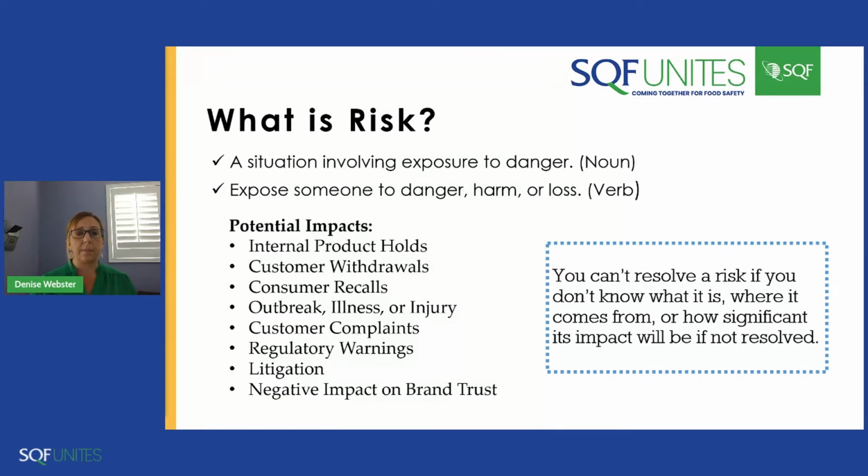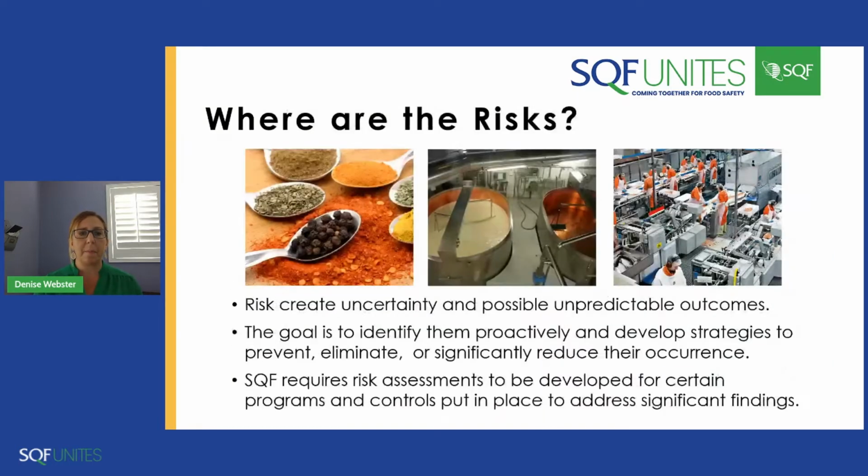So let's take a look at where these risks are. Risks really do happen in all areas of the supply chain, from the raw materials that we're getting internationally to domestic, to how we're processing it in our facility, the equipment we use, the finished product that we're making, to our employees that handle our product, and ultimately how all of these come together to create an uncertainty and possible unpredictable outcomes.